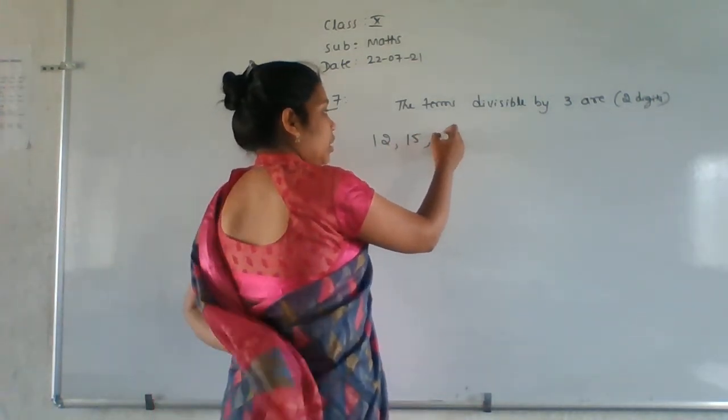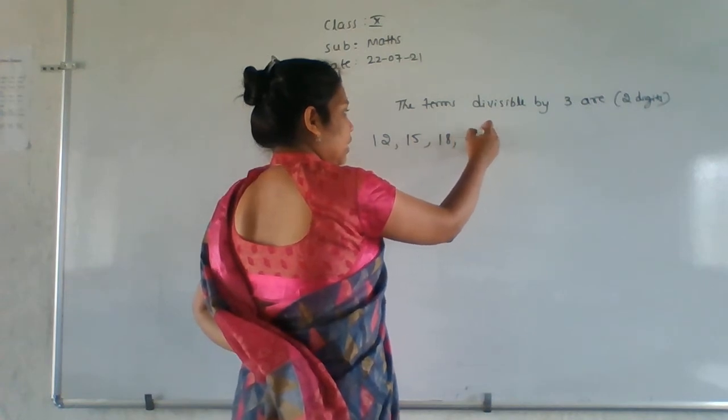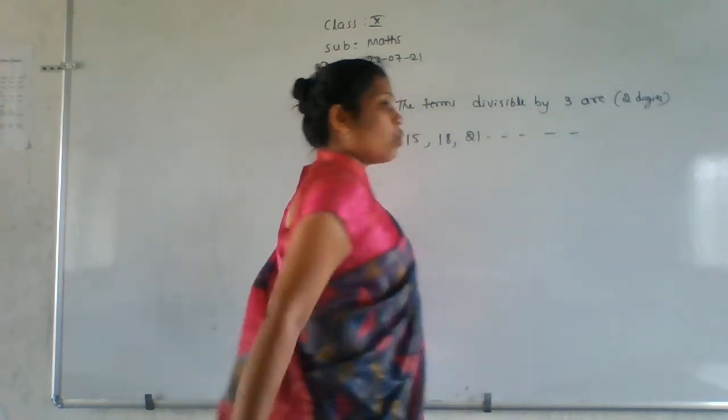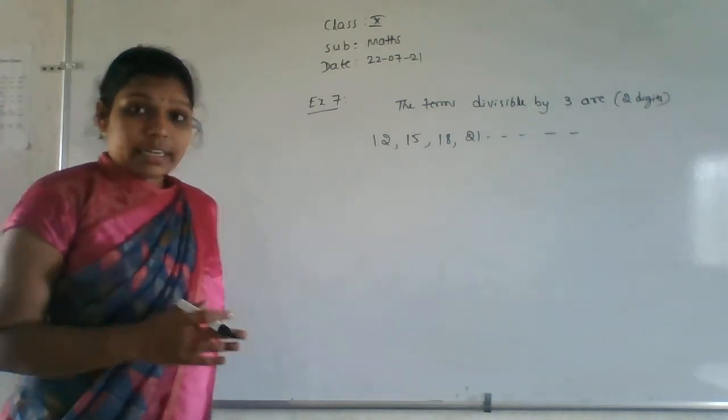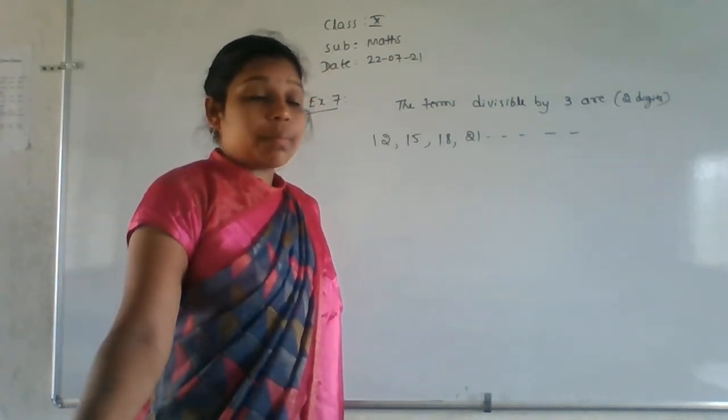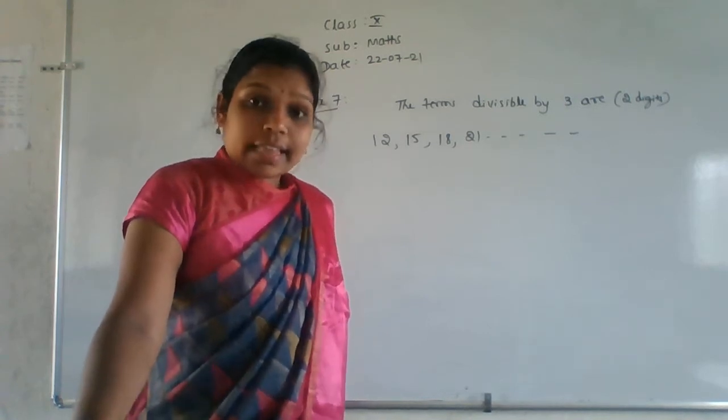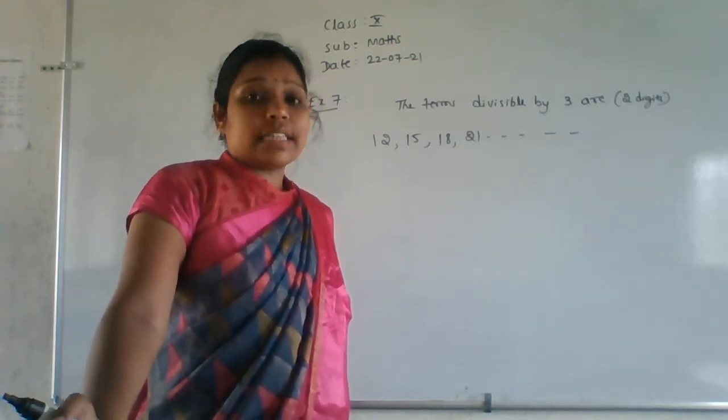Next 3 6s are 18, 3 7s are 21, like that and so on. So what is the last number here? Before 100, you have to check from 90 to 100 which number is divisible by 3. Okay, that will be the last ending number.